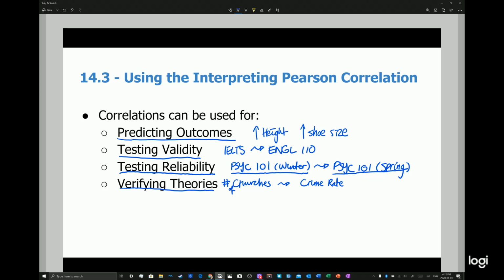If there is a positive correlation, you could say at least that there is a relationship between the two. As there are more churches in the city, the crime rate goes up too. It could be the more number of ice cream shops or ice cream sales, crime rate goes up too. So this leads to the next point. You can predict outcomes, you can test validity, you can test reliability, and you can verify theories. But one word of caution here leading to our next point.